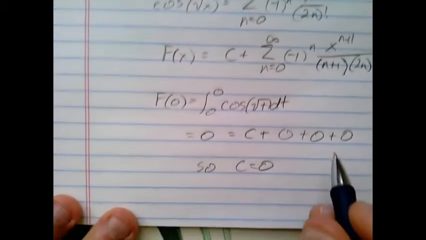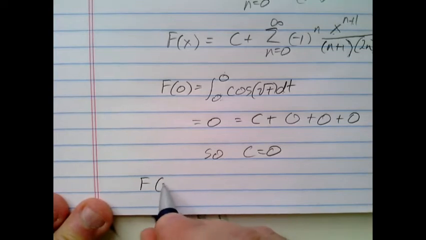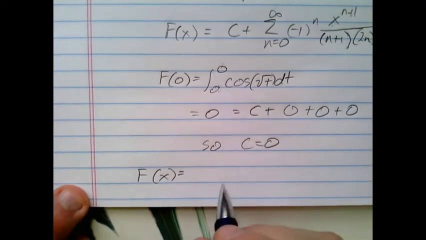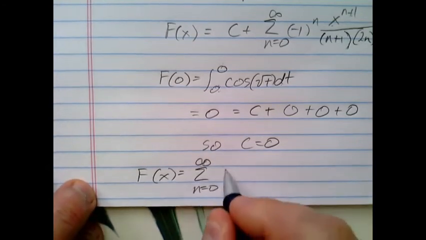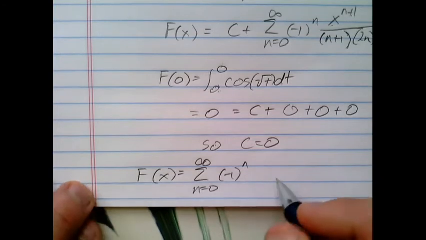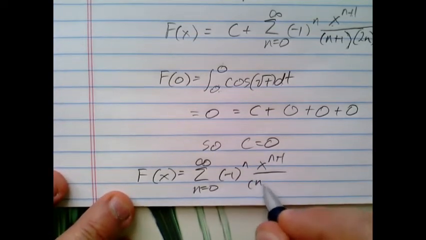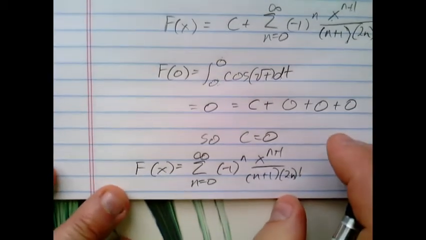So c equals 0. And then we can say, for our final answer, f of x equals just this sum from n equals 0 to infinity, -1 to the n, x to the n plus 1 over n plus 1 times 2n factorial.